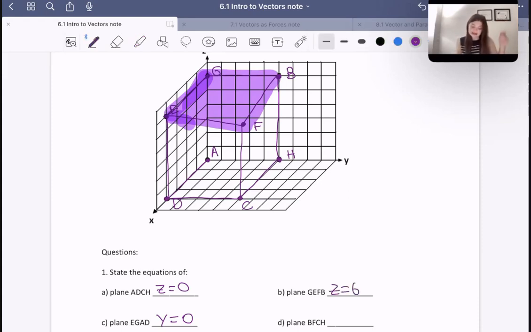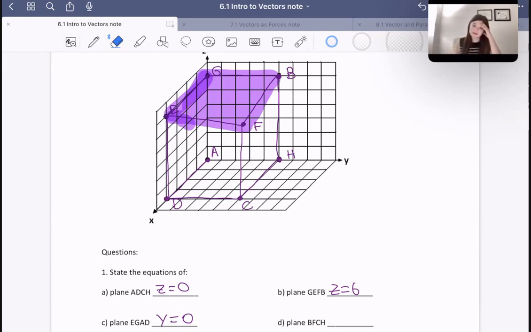Z is equal to 6 because, if we look at it, it looks like this plane is parallel to this other plane here, right? This other plane of ADCH. It's parallel to this plane, right? This one's where Z equals 0, and then on the ceiling of our box, we have where Z is equal to 6 throughout there. So these planes, if they get expanded, will never touch, and hence they are parallel planes.